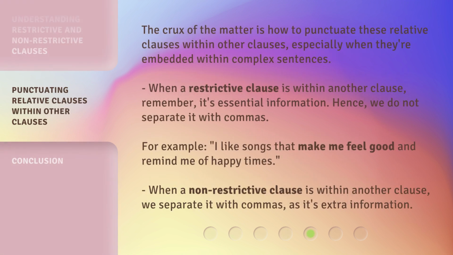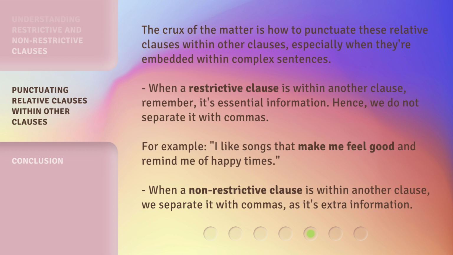The crux of the matter is how to punctuate these relative clauses within other clauses, especially when they're embedded within complex sentences. When a restrictive clause is within another clause, remember, it's essential information. Hence, we do not separate it with commas. For example, I like songs that make me feel good and remind me of happy times.